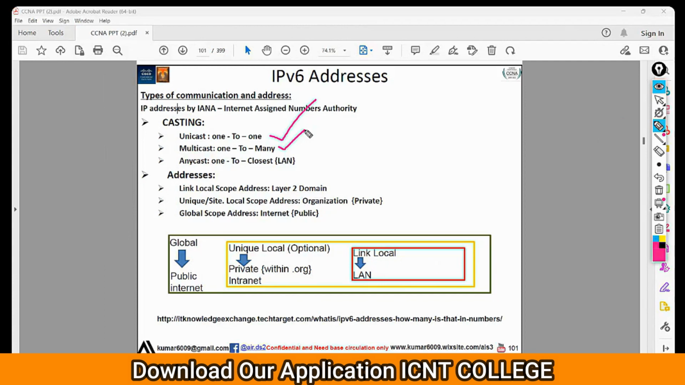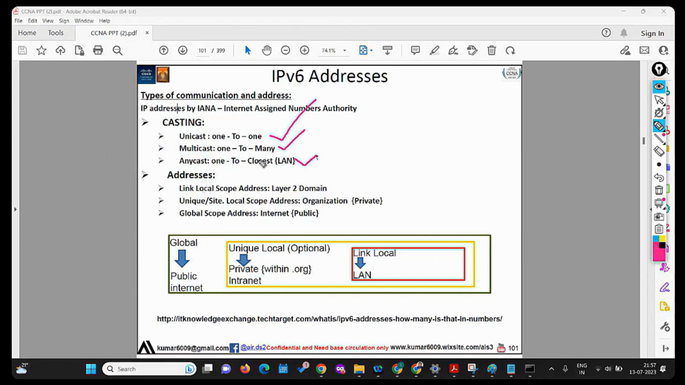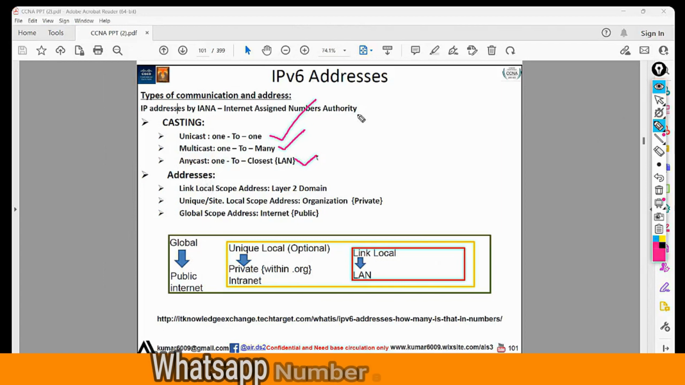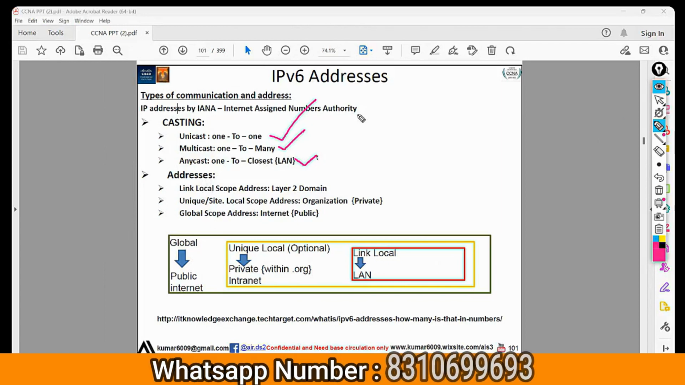So remember, in IPv4 we have unicast, multicast, and broadcast. In IPv6 we have unicast, multicast, and anycast. Clear? In IPv4 we configure only one IP address on one interface, whereas in IPv6 you can have multiple addresses on the same interface. For example, for your one house, you give one address, but here you are going to create multiple addresses for the same house.